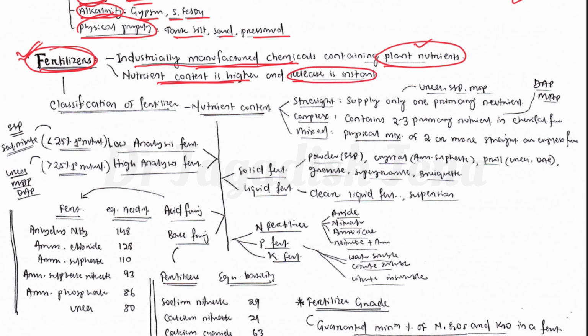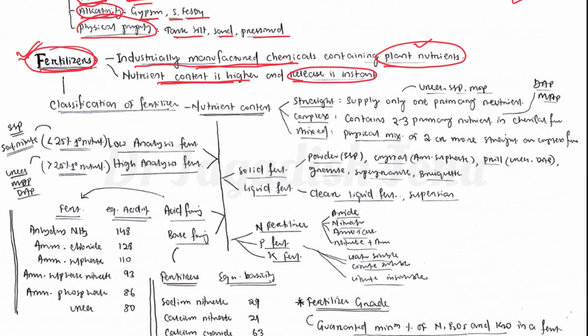When we add organic matter to the soil, the release takes time, maybe weeks, months. But for fertilizer, the release is quicker because the nutrient is already present in inorganic form, so it can easily go to the soil solution phase to supply that nutrient to the plant root.